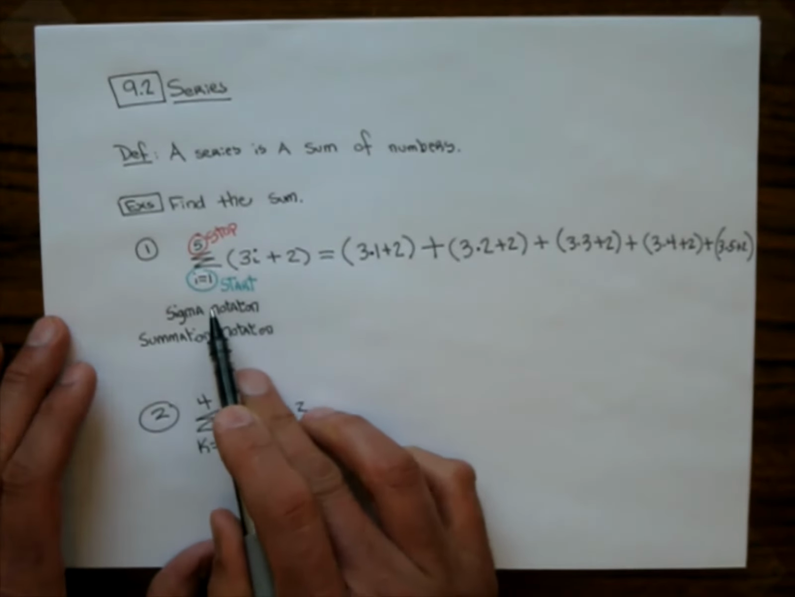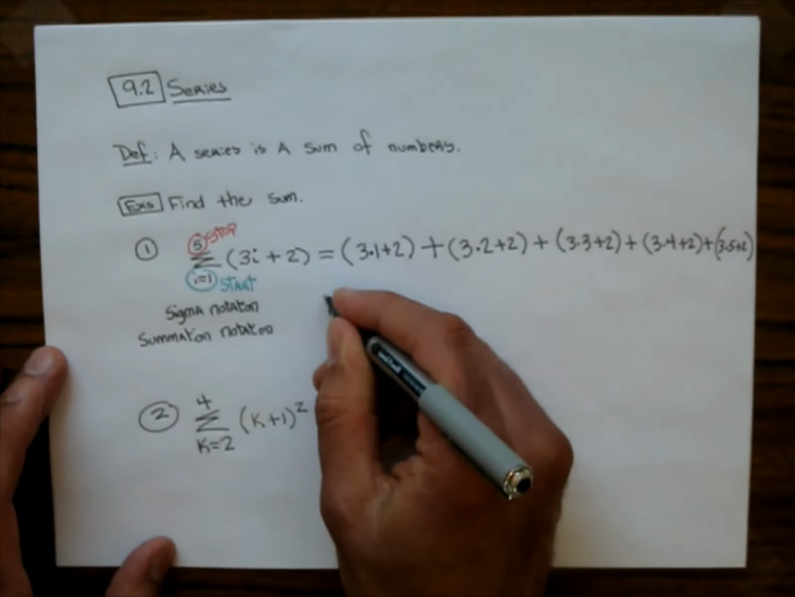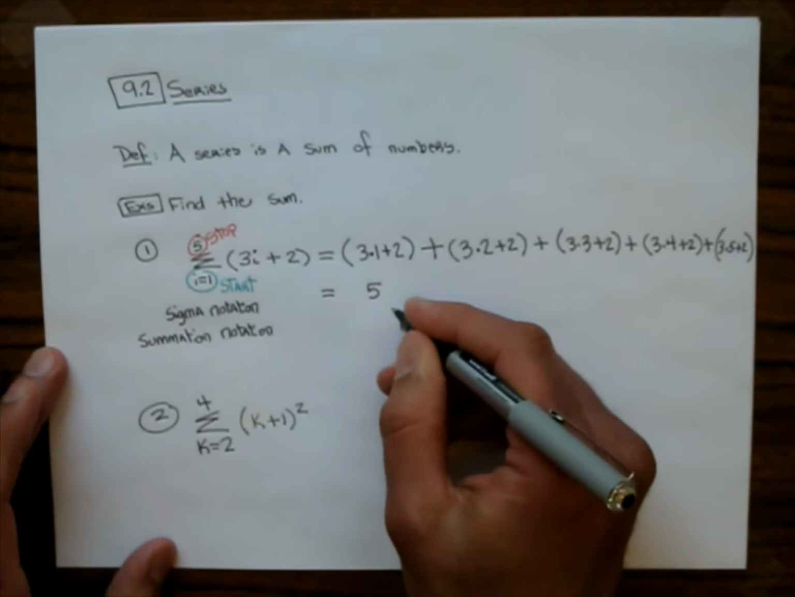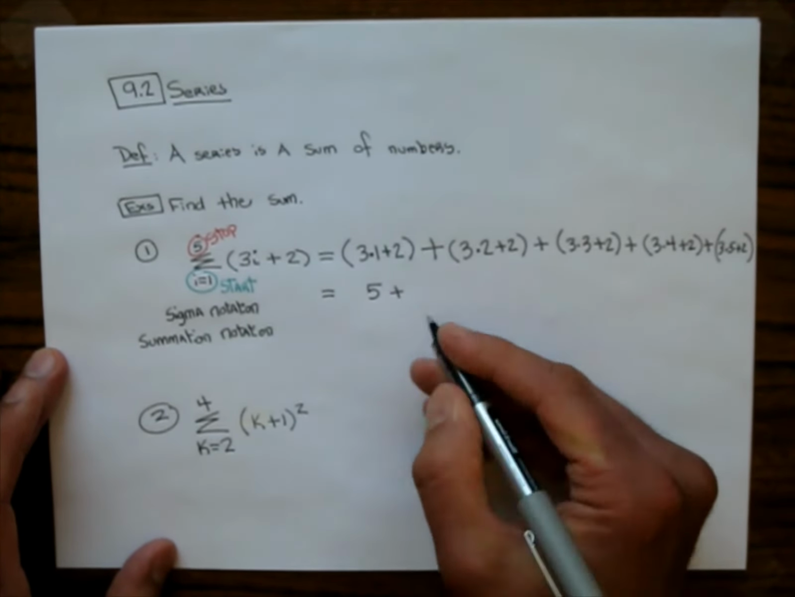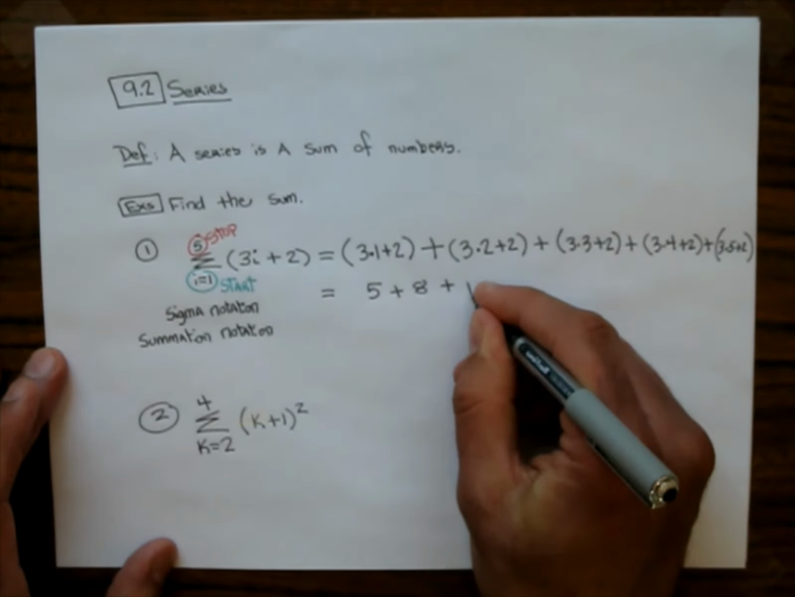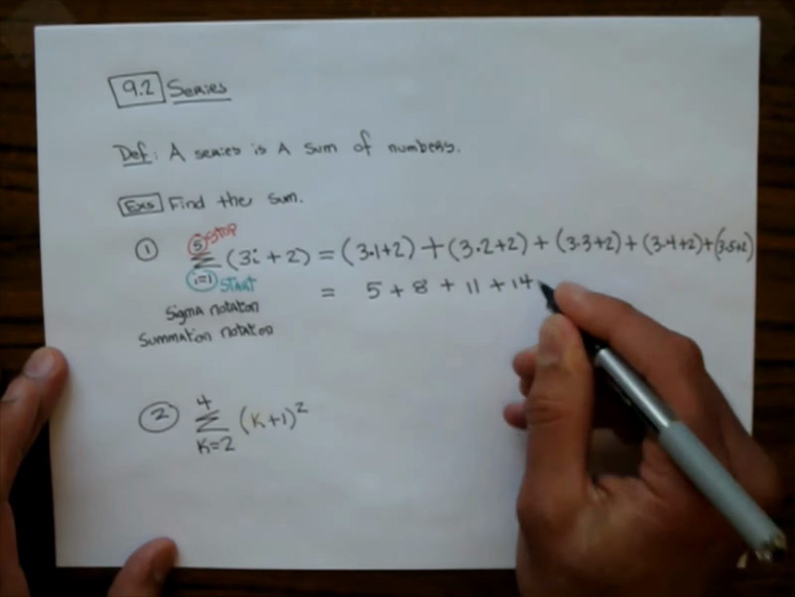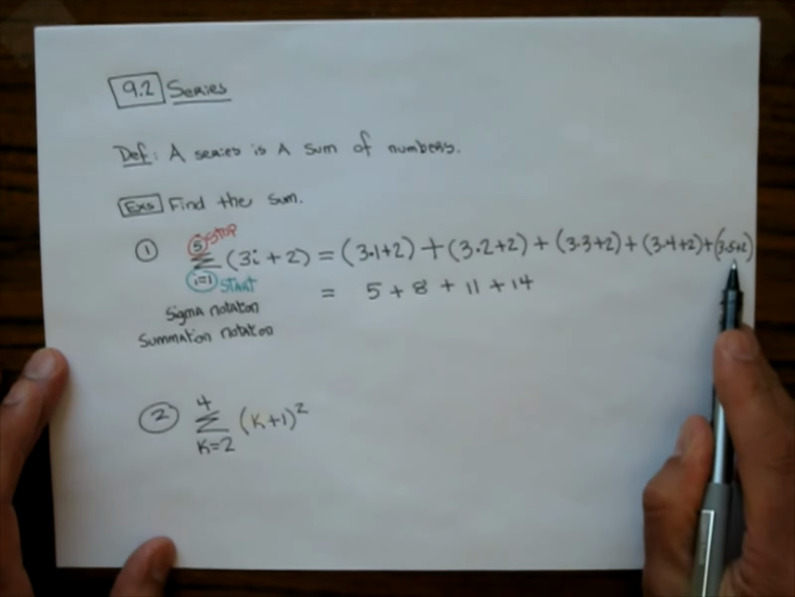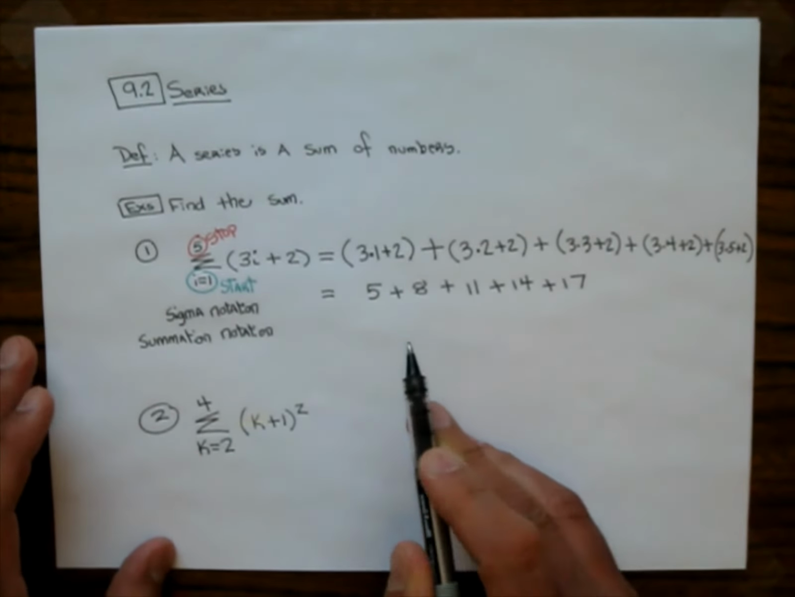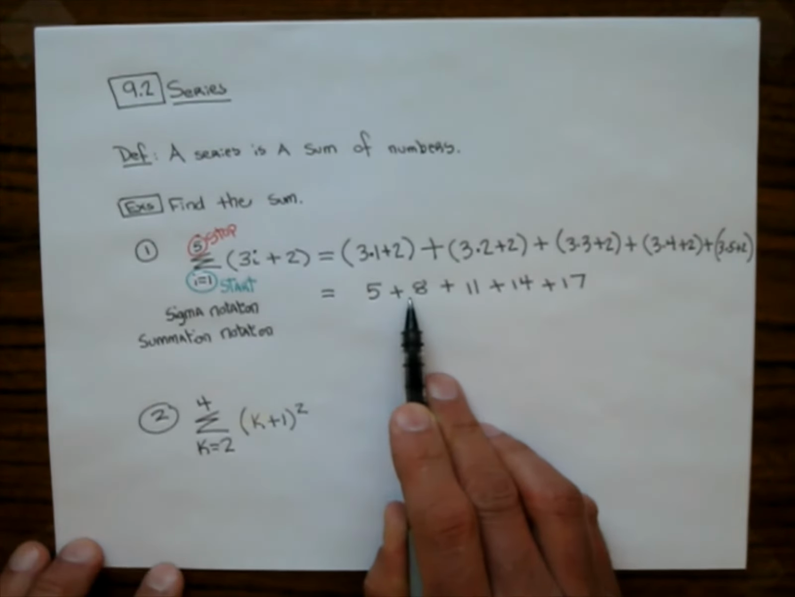And that's what the sigma notation is. It's telling you to add some things up. So let's go ahead and add them up here. We have 5 for that one, because 3 plus 2. And then this one is 6 plus 2, so that's 8. Then 9 plus 2, which is 11. 12 plus 2, which is 14. And then we have 15 plus 2, which is 17.